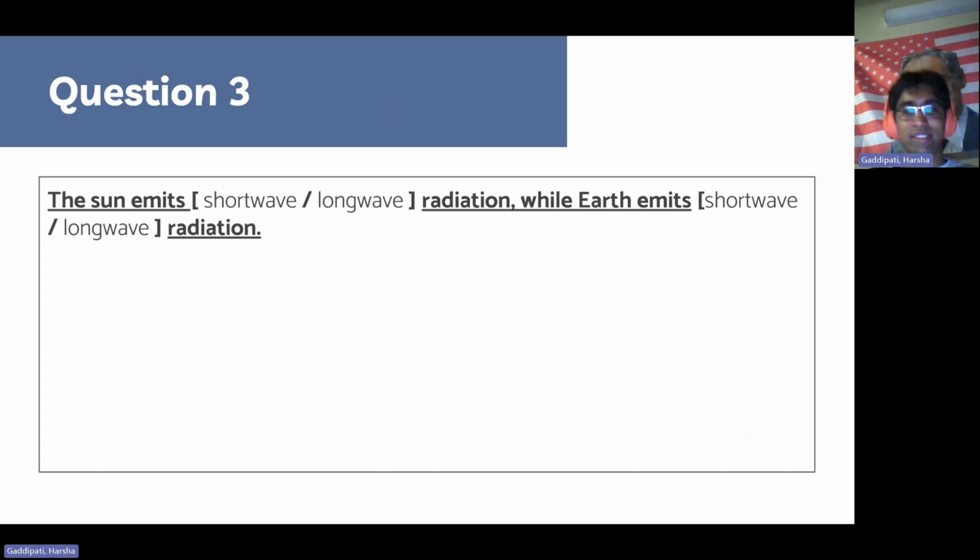Now going on to the third question, it says the sun emits either shortwave or longwave radiation, while Earth emits shortwave or longwave radiation. I'll give you guys like 20 seconds. We did go over this, so hopefully you guys know the answer. If you don't, again, no big deal. Got plenty of time.